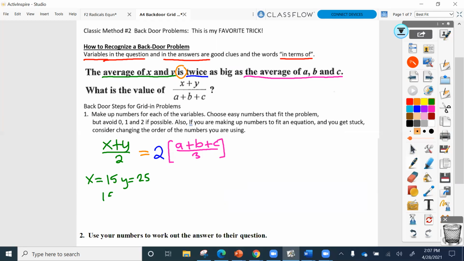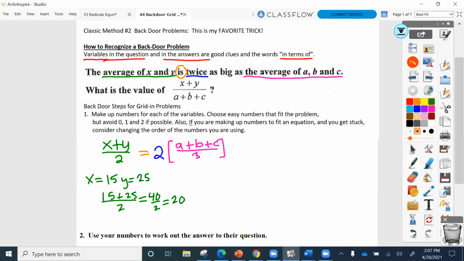Then we would have 15 plus 25 divided by 2. I'm just picking those numbers because they're easy to add together and they're divisible by 2, right? So we want to make things easy for ourselves. Okay, so 15 plus 25 is 40. 40 divided by 2 is 20.